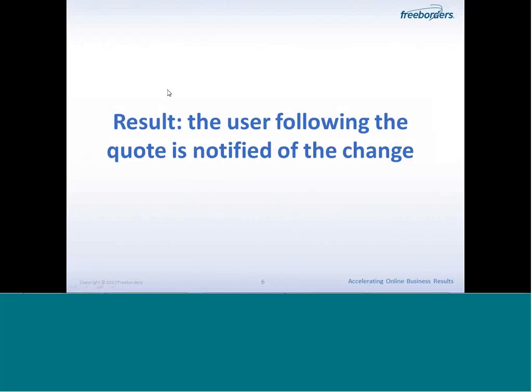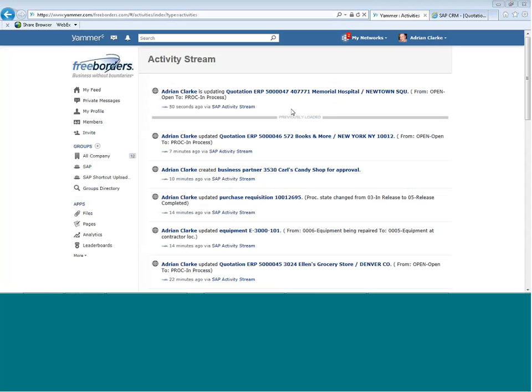The result that we would expect to see is the user following the quote is notified of the change. Let's check our Yammer activity stream to see. I'm now in my Yammer activity stream, and as you can see, I just received a notification that the quote I recently created was changed from a status of Open to In Process.